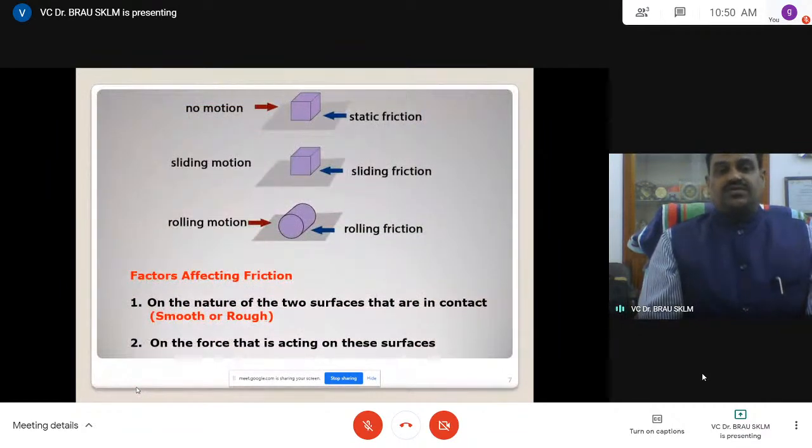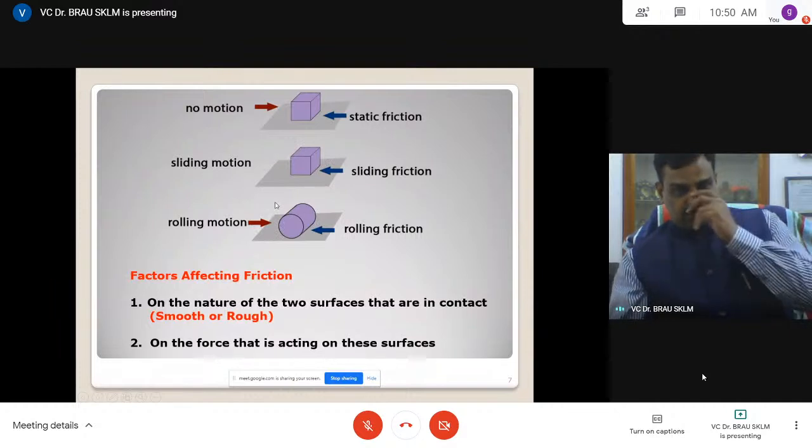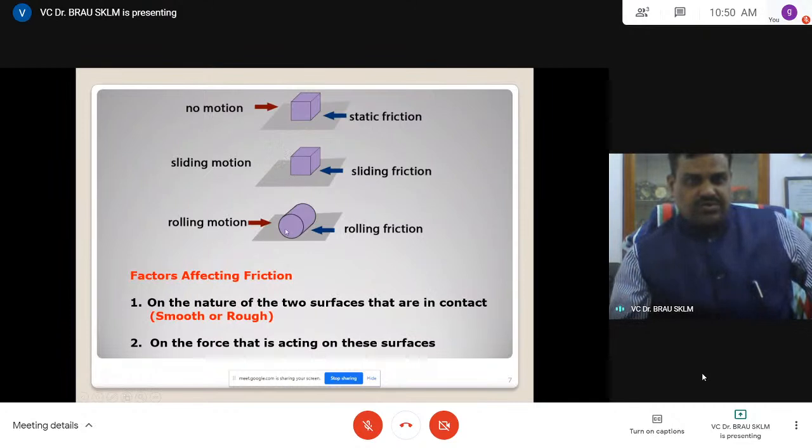Now, if you can see the schematic representation, static means there is no motion, on the left side. This is the static friction. There is no question of any impending motion here. But with the same philosophy, if there is a sliding motion, then it is called sliding friction. If it is rolling, like a cube and a cylinder, we can keep a simple three-dimensional object, a cube, and a three-dimensional object, a cylinder. This is sliding or this is rolling.